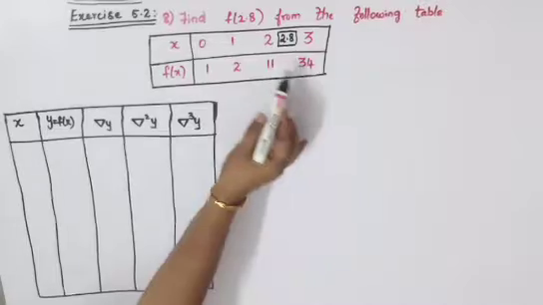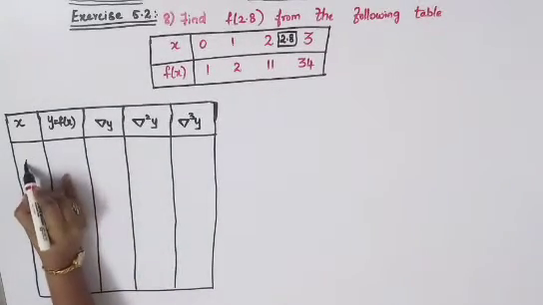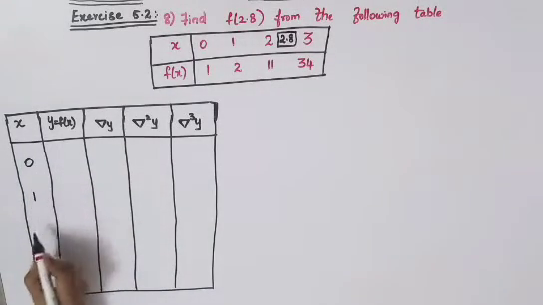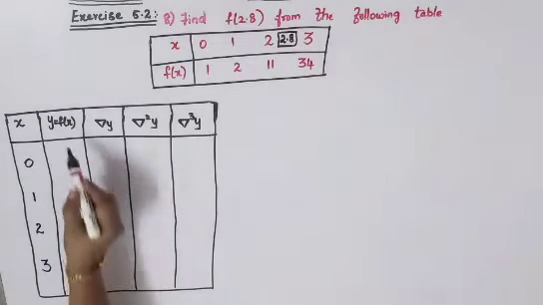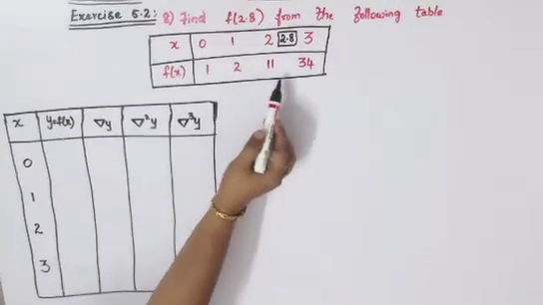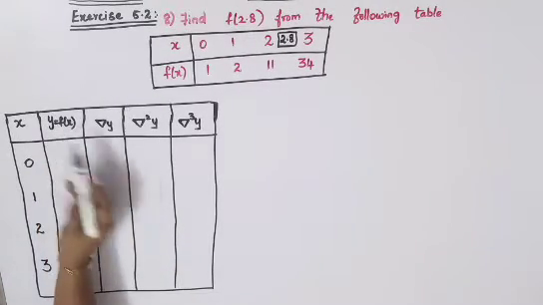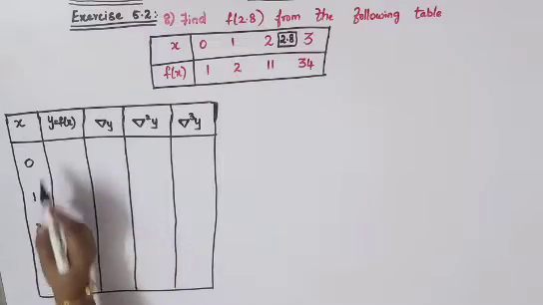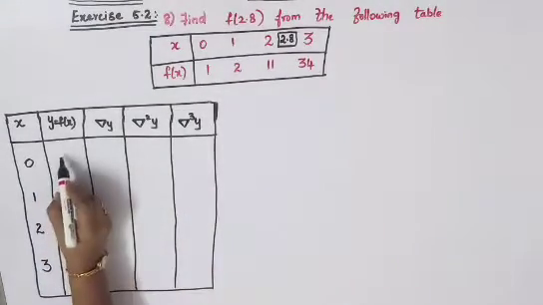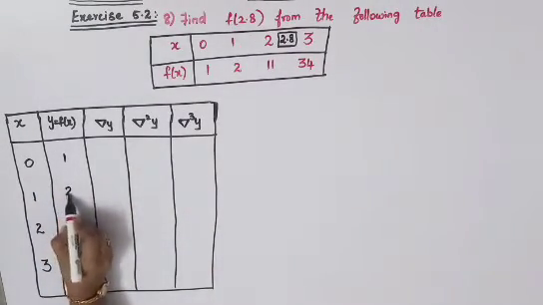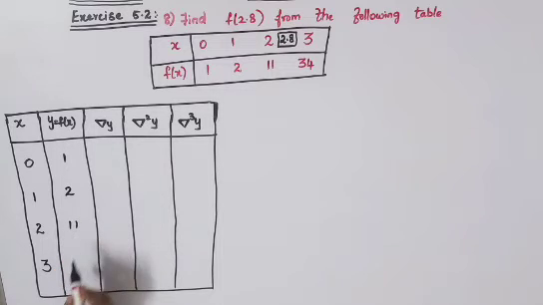X is 0, 1, 2, 3, it is given. So I'll just write it here: 0, 1, 2, 3. And your f of x is given as 1, 2, 11, 34. I just declared f of x is equal to y because in your formula you will have y only everywhere. Okay. So y is equal to 1, 2, 11, 34. Now you will have to find your nabla y.